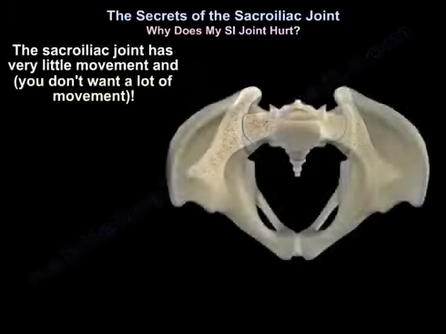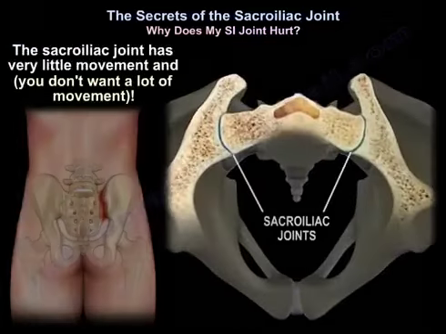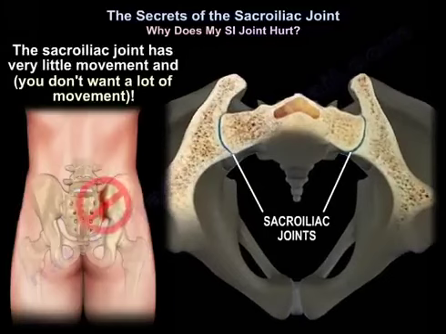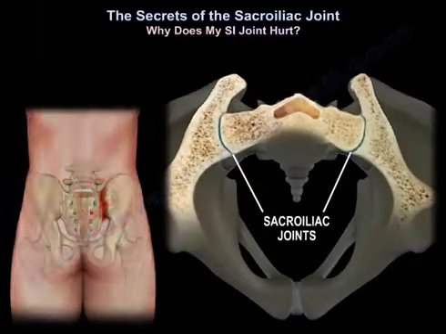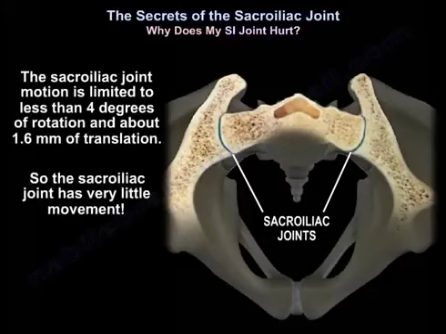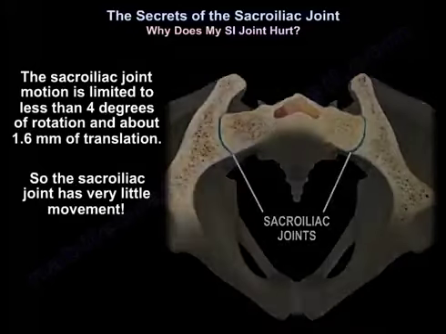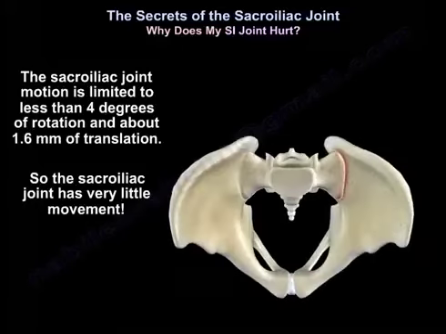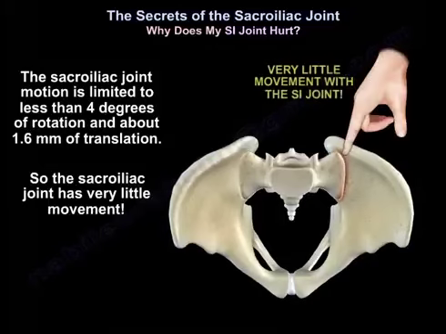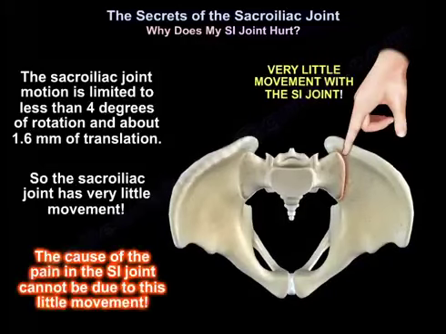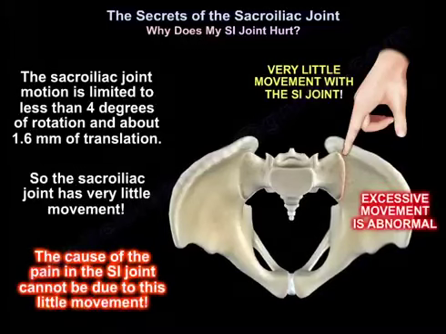The sacroiliac joint has very little movement. You don't want a lot of movement. The sacroiliac joint motion is limited to less than 4 degrees of rotation and about 1.6 millimeters of translation. So the sacroiliac joint has very little movement. The cause of the pain in the SI joint cannot be this little movement.